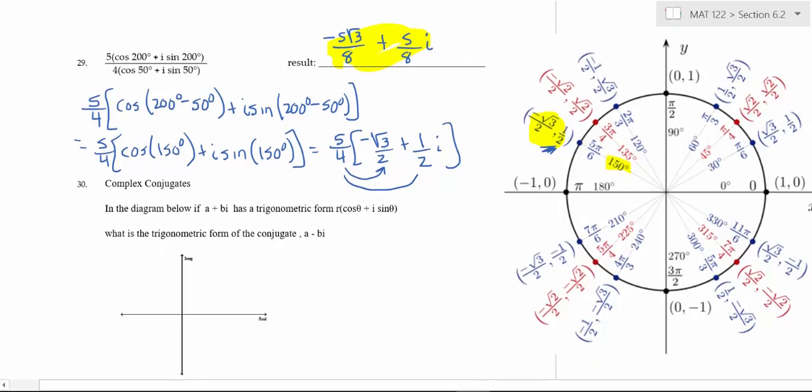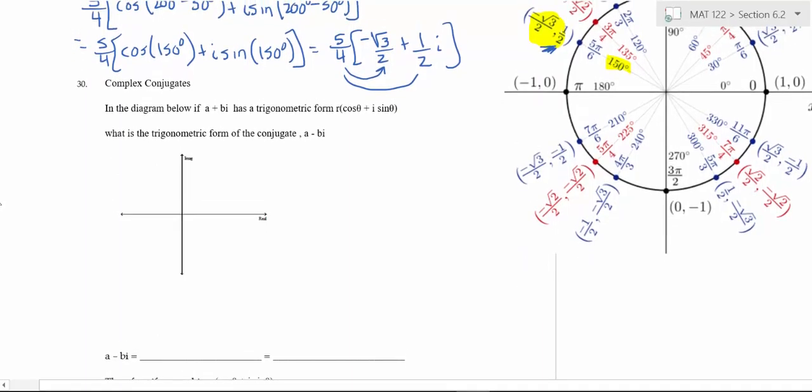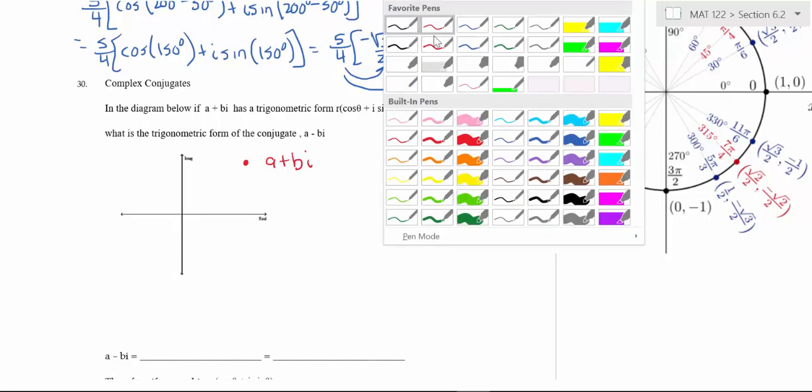All right, so the next thing we're going to look at is what we call complex conjugates, which is something that you learned about in the past. So to begin with, let's draw a picture. Let's put a complex number here, and let's call that a plus bi.